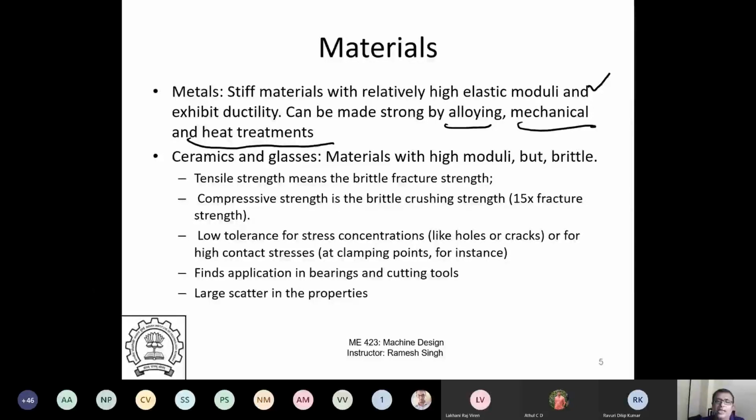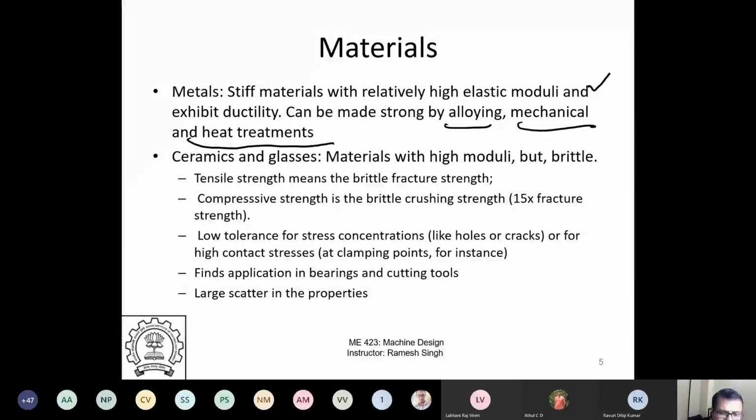So you can actually make it very ductile. You can draw cables out of it. You can make wires out of it. And so a lot of these things can be done using metals.